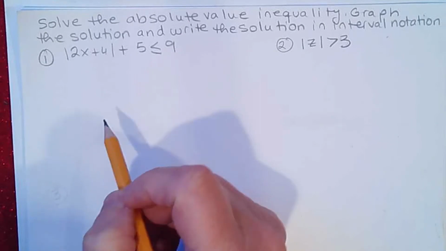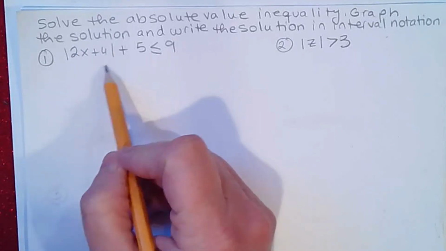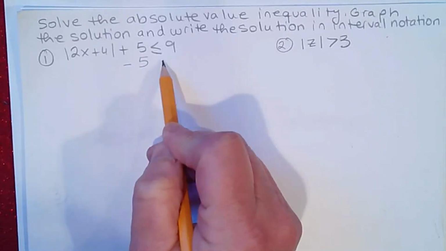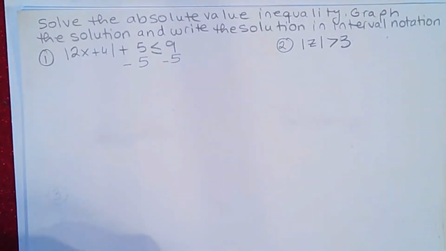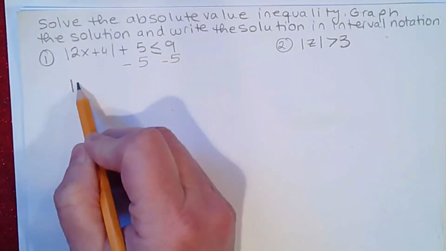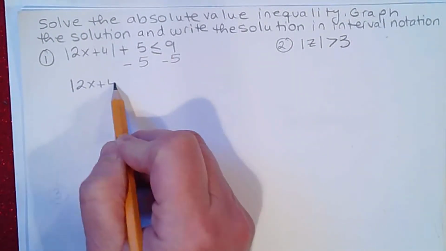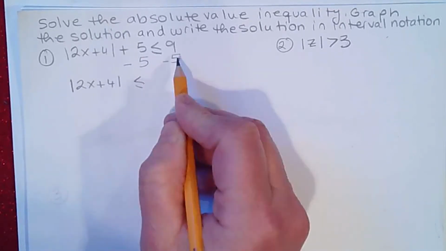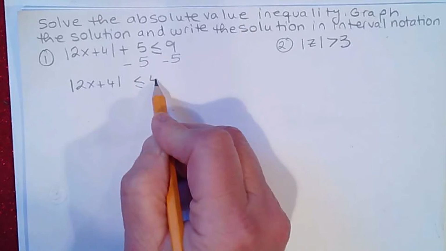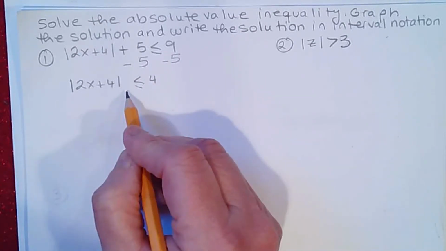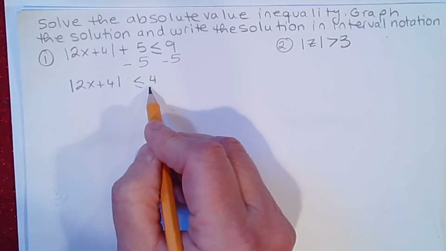So we need to isolate the absolute value expression here. So we have to subtract 5 on both sides. So that would give us the absolute value of 2x plus 4. This cancels, less than or equal to 9 minus 5, 4. Now, if you recall, this is absolute value is less than or equal to 4.